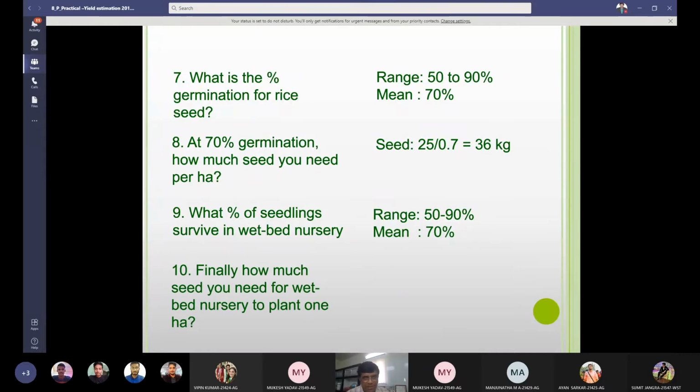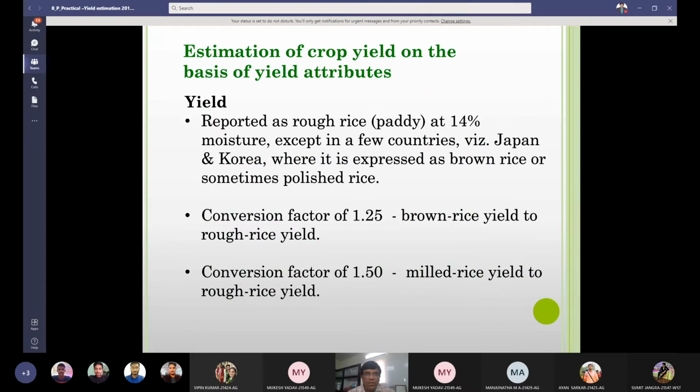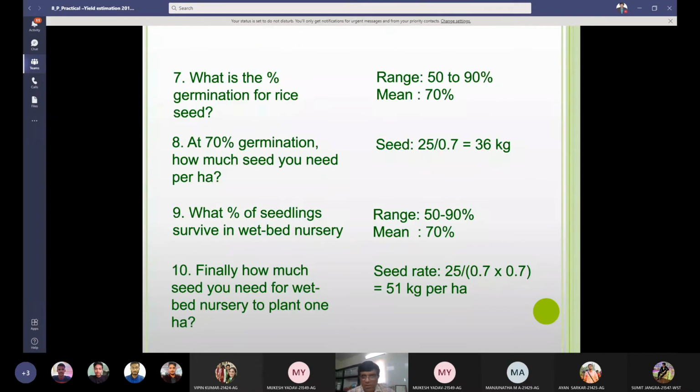Finally, how much seed do you need for a wet bed nursery to plant 1 hectare? So the seed rate will be 25 divided by 0.7 into 0.7, this 70% and 70%. So now your seed rate is 51 kg per hectare. So this is how you can calculate the seed rate for a rice nursery.